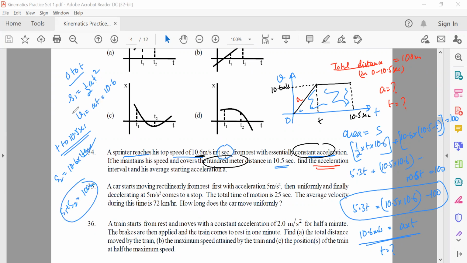Here you will have to eliminate a. You will put this equation in this, so that S1 becomes half into 10.6 into t. And S2 is 10.6 into that time interval, which is total time 10.5 minus t. Then you put S1 and S2 here, and you will come up with the same equation that we got. So it's just easier to interpret it from the graph.